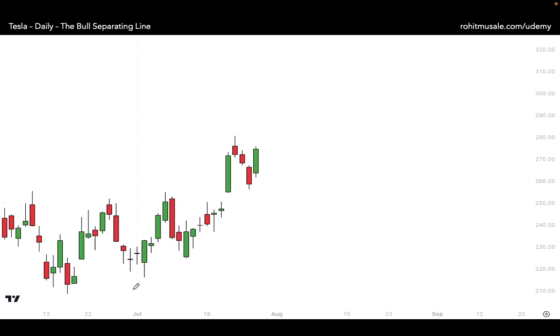First, it's a continuation pattern, so it should come after an uptrend. Sometimes it also can signal a bottom. It can come at a bottom here and can signal that bottom as well, but generally it is used as a continuation pattern. So number one, it comes after an uptrend. Number two, both the candles should have almost the same opening price.